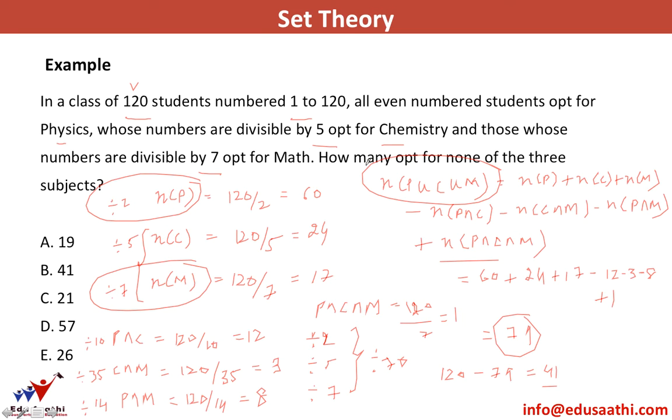So one thing you've learned here is that this symbol, P union C union M, also means the number of students who opt for at least one of the courses. So I have at least one of the courses.